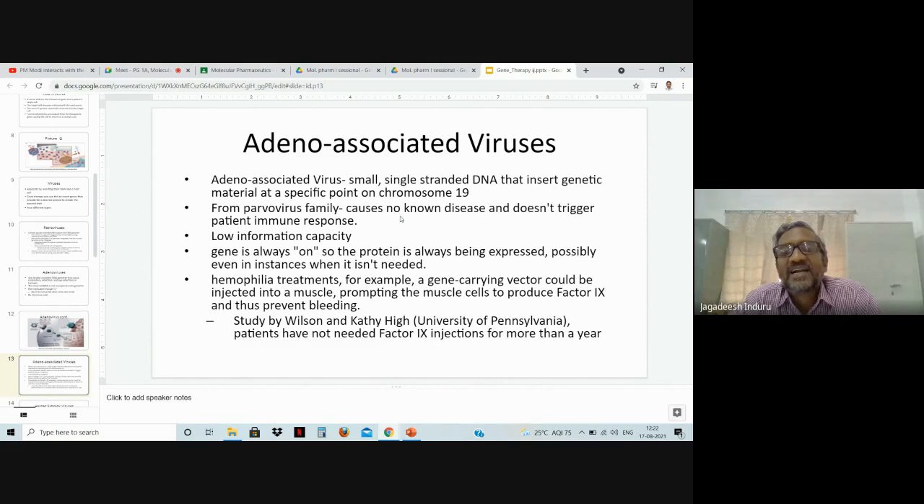Because in those patients, factor 9 is not present. By introducing this adenovirus, we are taking this particular adenovirus genome, which has the factor 9 segment already inserted, so that the factor will be released into the patient's body at a particular site, and it will prevent the bleeding. So this is the function of the adenovirus carrier. This was a successful one, which has already been studied.